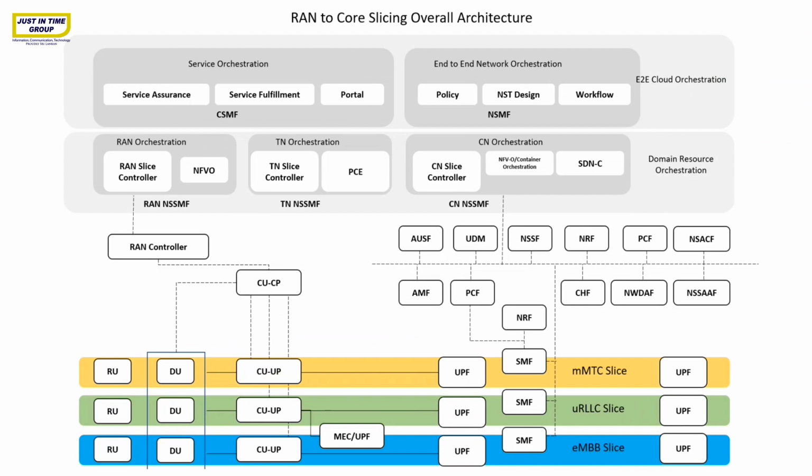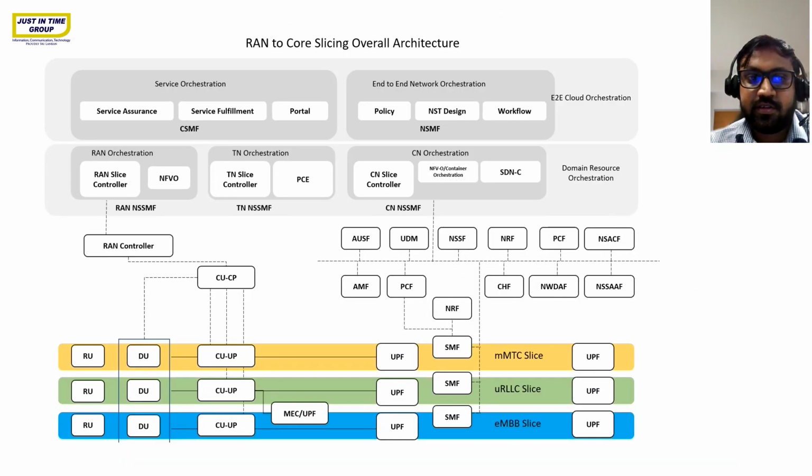Usually these OSS BSS portals can contain a CSMF function, communication service management function, which we explained in previous slides. Then you can have some sort of end-to-end network orchestrator, and we can use the term NSMF to denote that one. And then for radio access network, transport network, and core network, you can have different network slice subnet management functions, and that will take care of slicing.